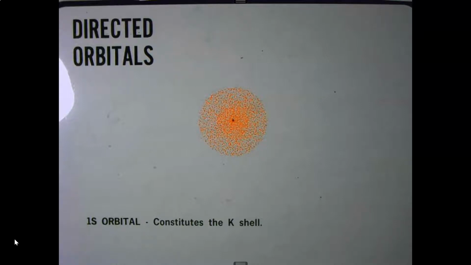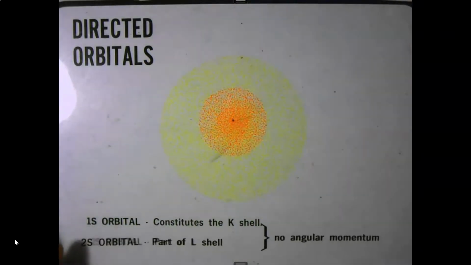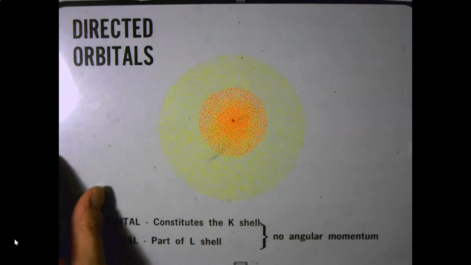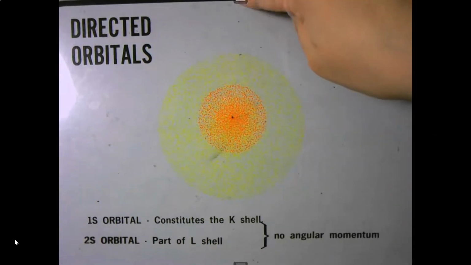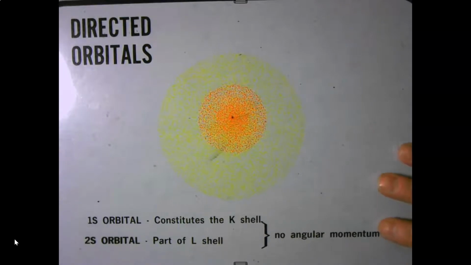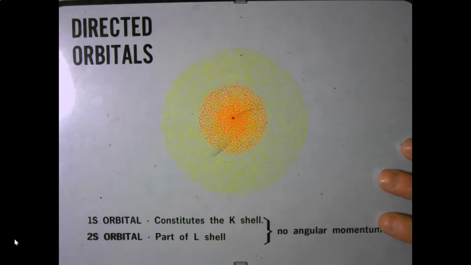Now this is the 1s, so it's relatively small. I'm going to overlay the 2s now. Hopefully you can see the yellow. Oh yeah, that shows up really well. So here's the 2s. Notice that it's still spherical, but now its electron density extends much further away from the nucleus. Because it has more energy, it's further away from the nucleus.